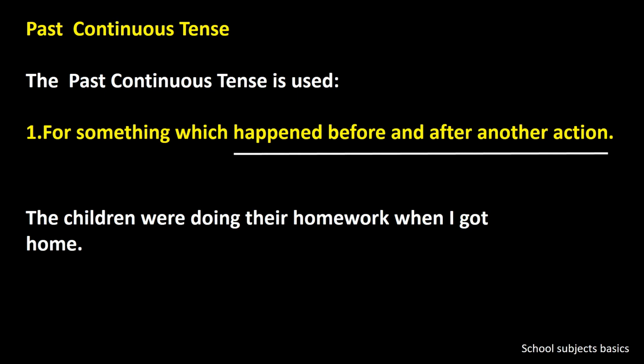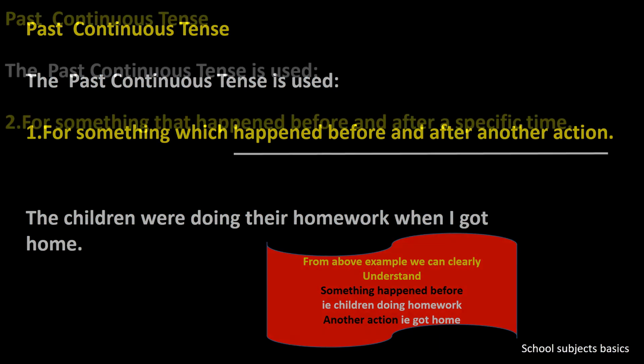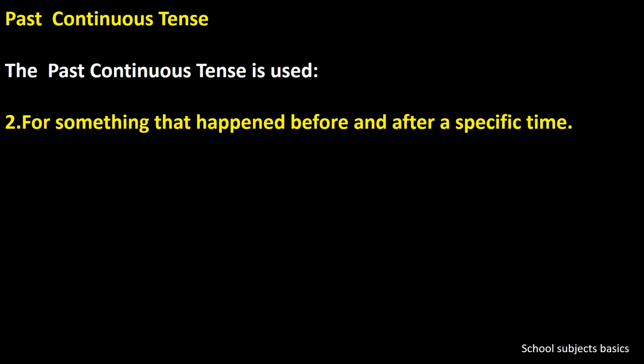So from the example, we can clearly understand that while they were doing the homework, I got home. So here two actions are denoted. The first action that was going on is the children doing homework, and the other action is that I got home. And now the next one is for something that happened before and after a specific time.